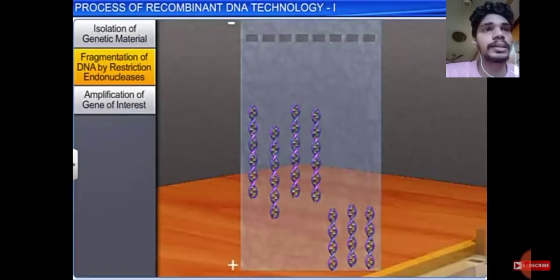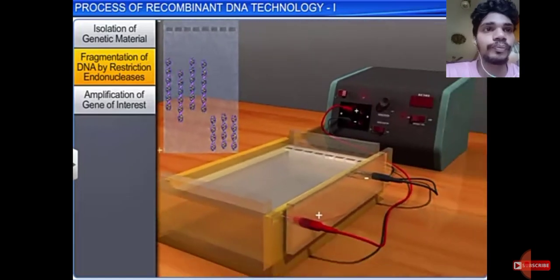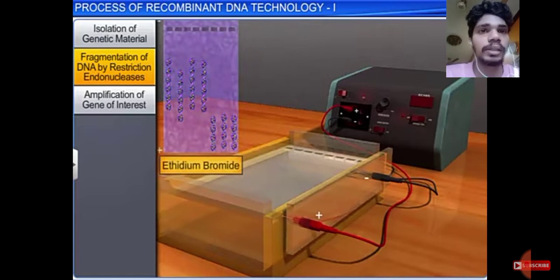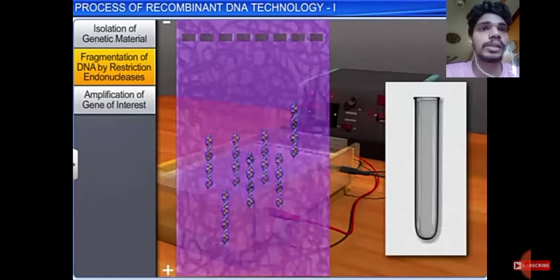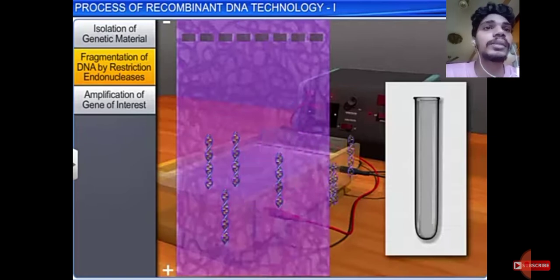Now what happens next in this electrophoresis process? Once we separate all the DNA fragments, ethidium bromide is added over there, and that is a positive charge. Now we have to remove the one which is required, so we need to take a test tube.